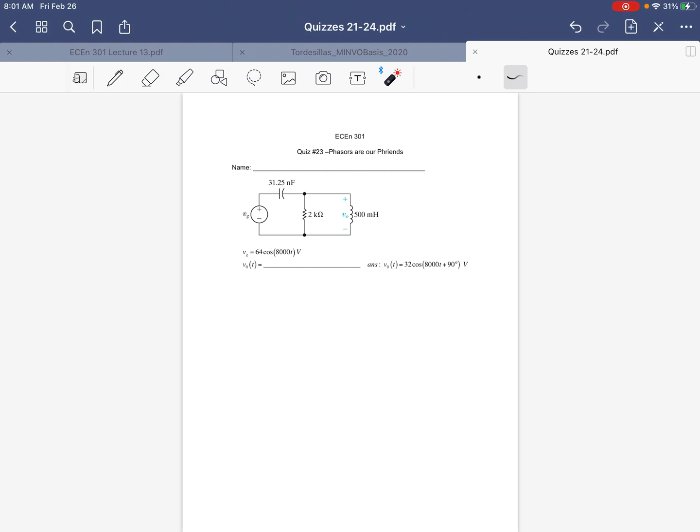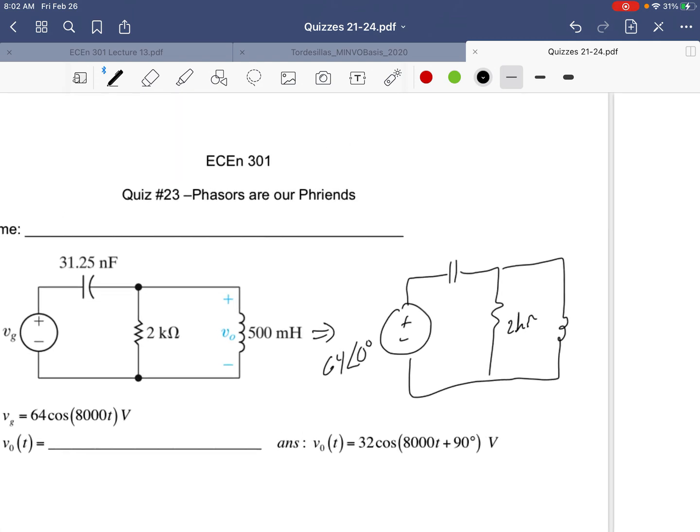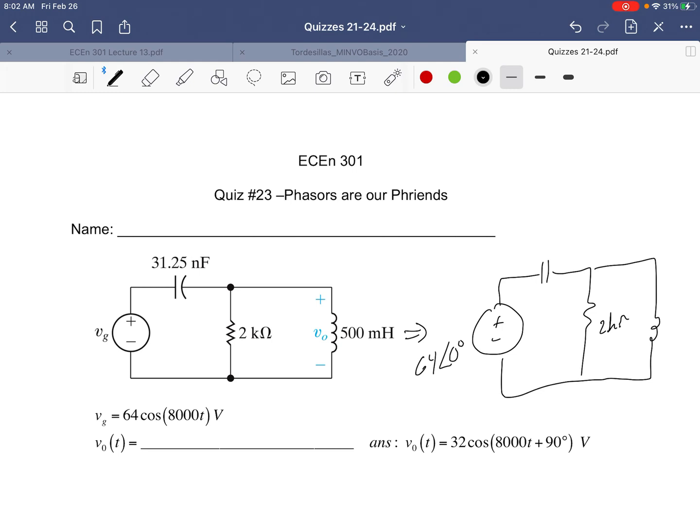All right, so to implement that plan, we convert this into the phasor domain. So this voltage is going to be 64 phase of 0. That's 64 magnitude, and the phase here is 0. And now we're going to have an impedance associated with this capacitance. The resistance, of course, is still 2 kiloohms. And then the inductor will have an impedance there. So we have to figure out what these impedances are.